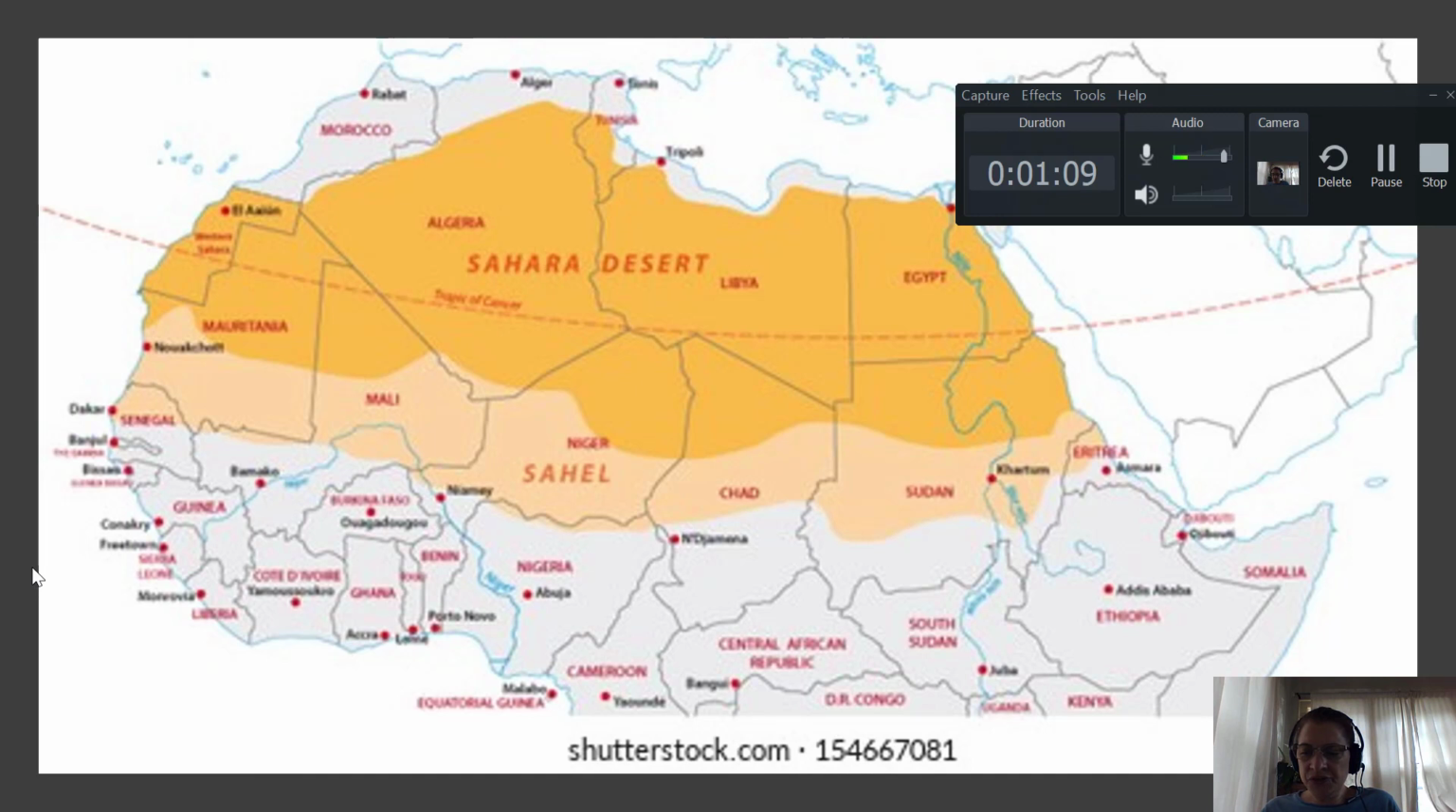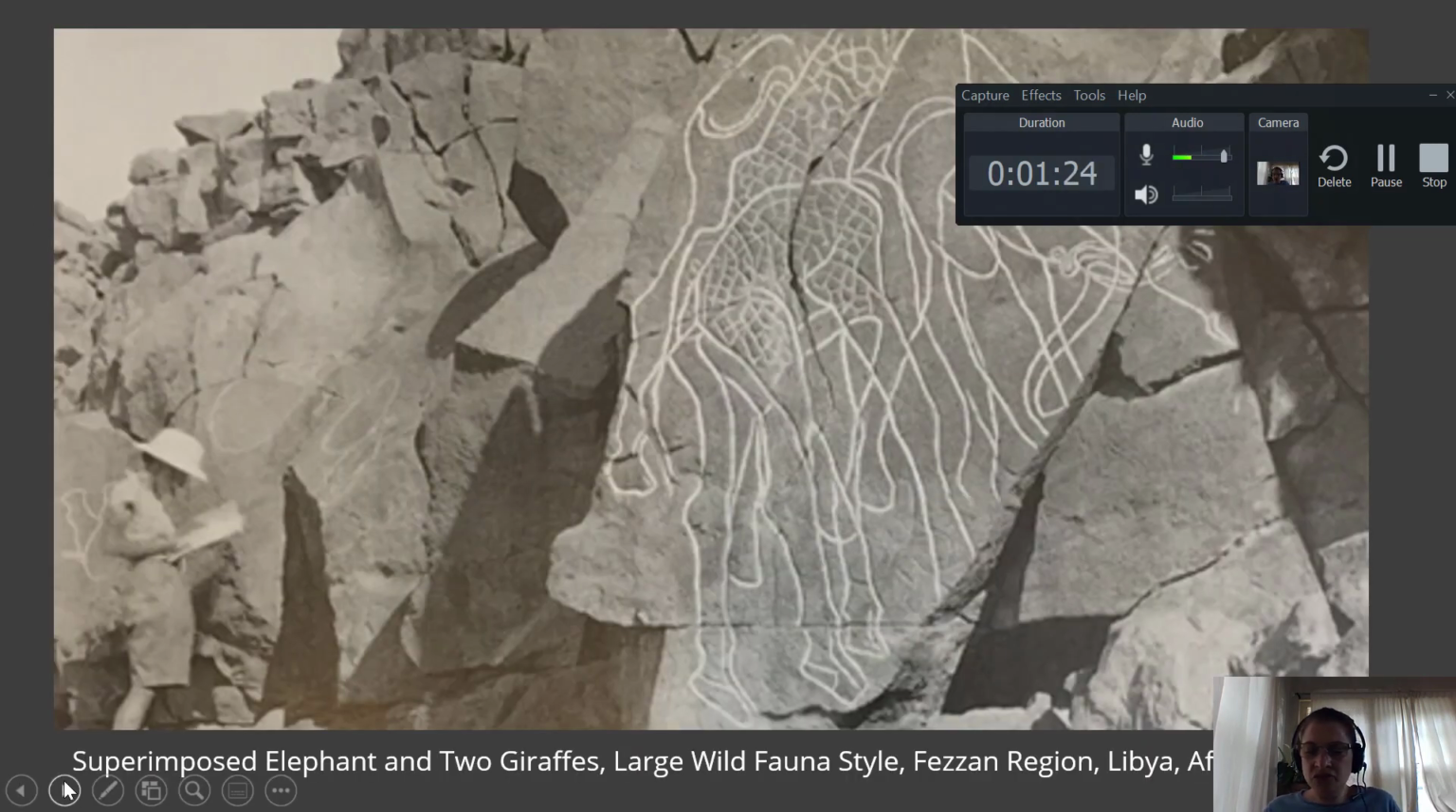So starting around 3000 BCE, we started to have droughts in this area, and then it became more frequent and eventually became the desert that we know today. So we have what we call the Central Saharan rock art.